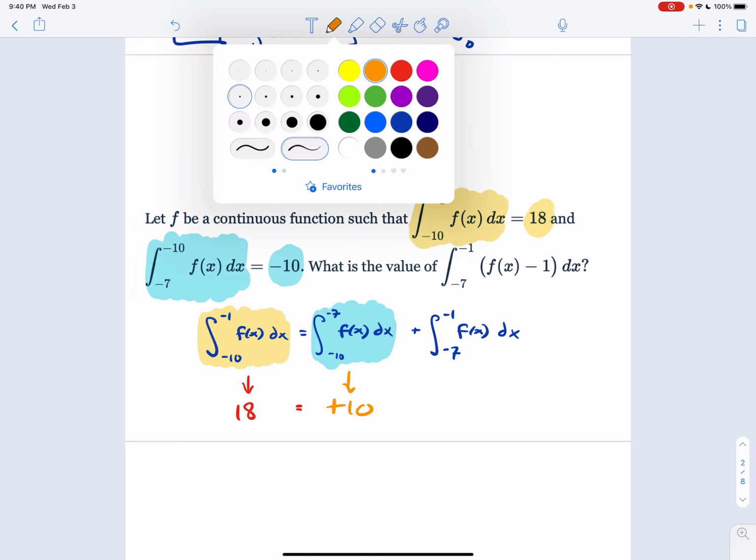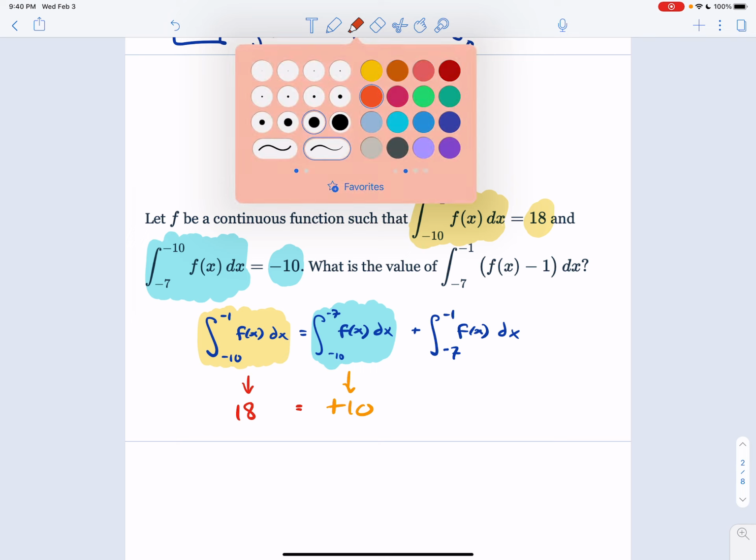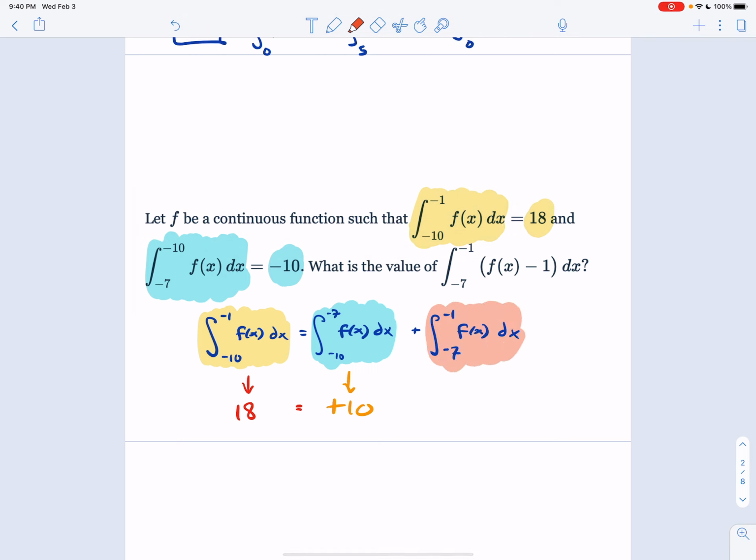So what they don't tell us is this right here. Okay? So we bring it down. Okay? It's kind of like our giant unknown variable.